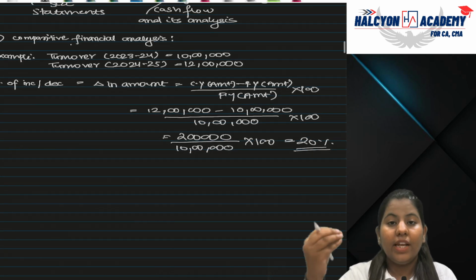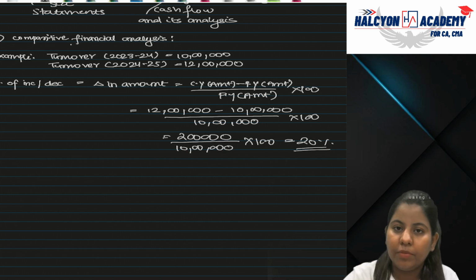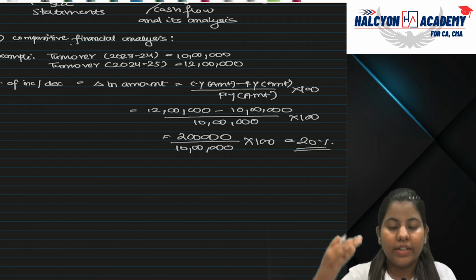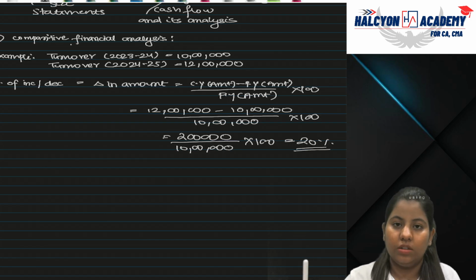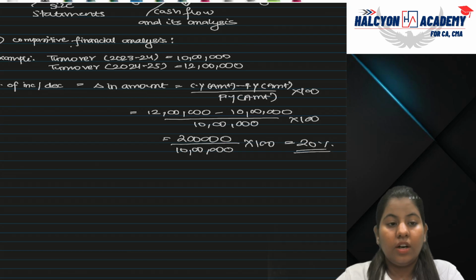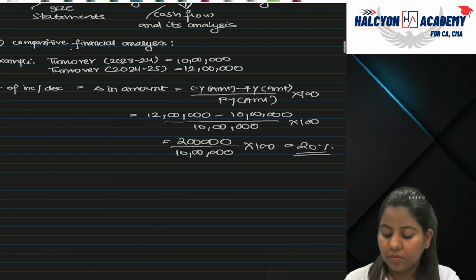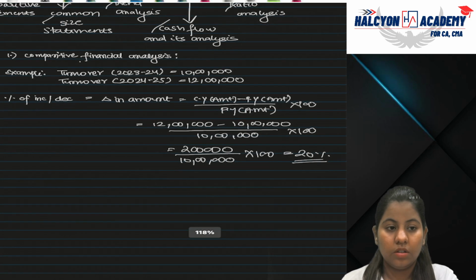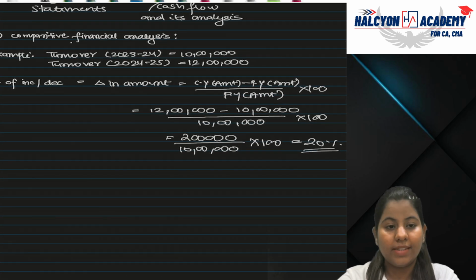So for every element of balance sheet and income statement, we have to do the same thing. We have to find out the percentage increase or decrease to compare the financial position of 2 years or more years. So turnover is in better position now because it is increasing. This was a basic example.